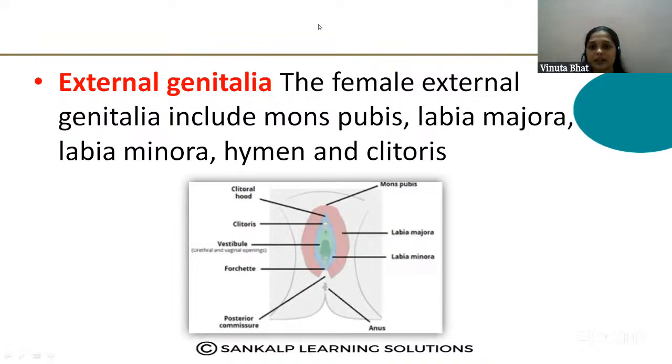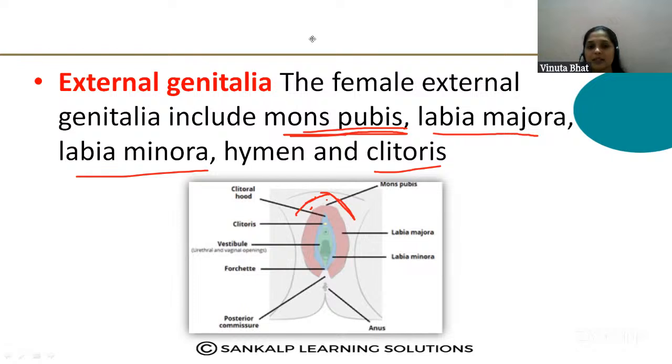Female external genitalia, right? Male external genitalia includes the penis. Female external genitalia includes mons pubis, labia majora, labia minora, hymen, and clitoris. So this is the female external genitalia. What does it include? Mons pubis. What is mons pubis? You can observe here the smooth tissues, a hairy structure is present here. Explain the female external genitalia.